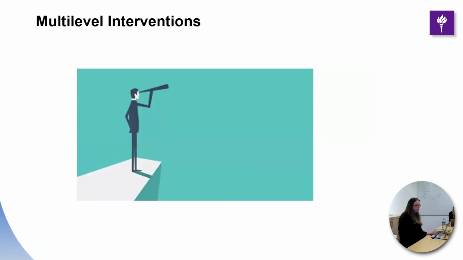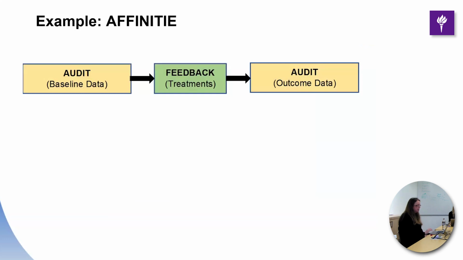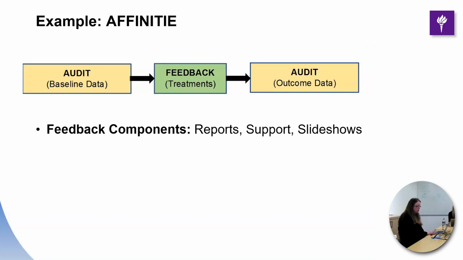I'm now going to take you to the multi-level interventions and tell you a bit about where I've got to with those. The specific example I have with this is one of my audit and feedback trials. So the idea is that you do an audit of blood transfusion practice in hospitals, and that's your baseline data. You use the data from the audit to form the feedback that is given to the hospitals, and then you do another audit after that, and that becomes your outcome data. The feedback is your treatment in this particular case. So we had 3 potential feedback components.